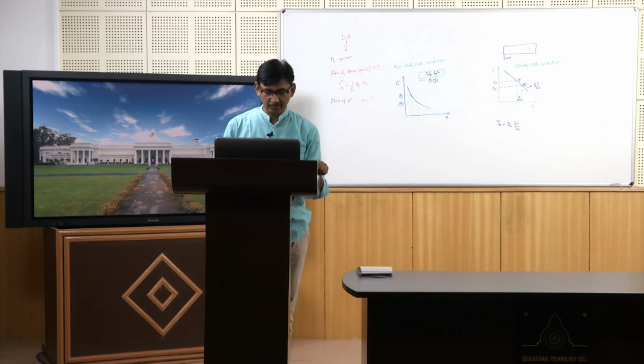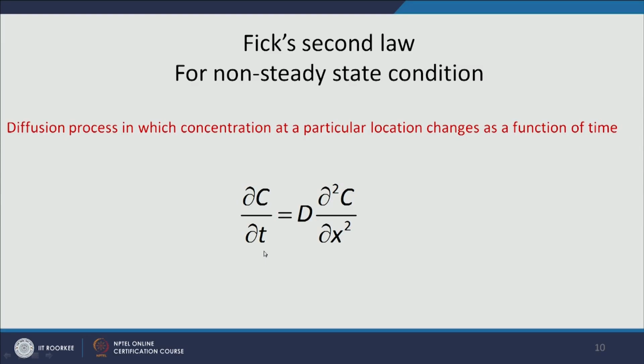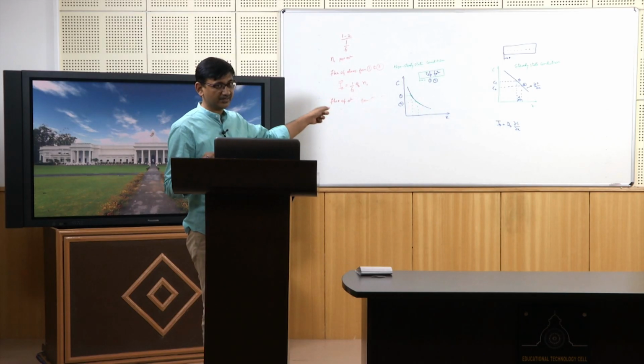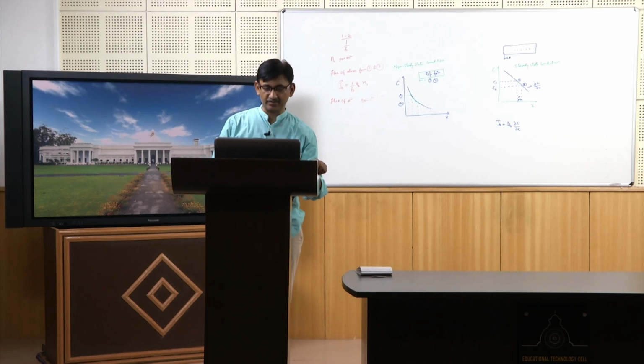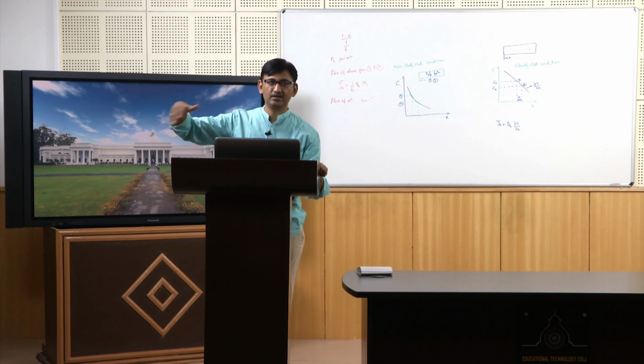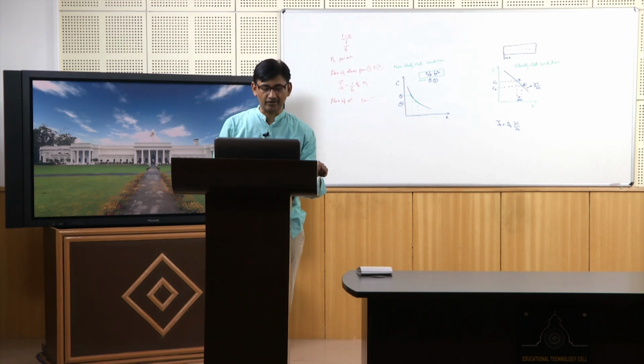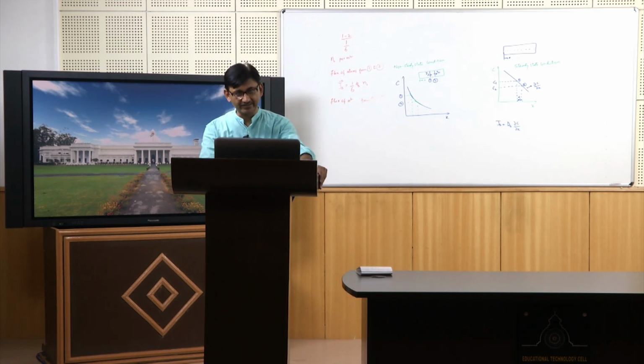As I told you, the concentration will change as a function of time. So, del C by del t is equal to D times del square C by del x square, which is the curvature of the curve between concentration and x. Okay. Del square C by del x square will give you the curvature of the curve between C and x. So, it will depend on the curvature and, of course, the diffusion coefficient, and the concentration will change as a function of time.